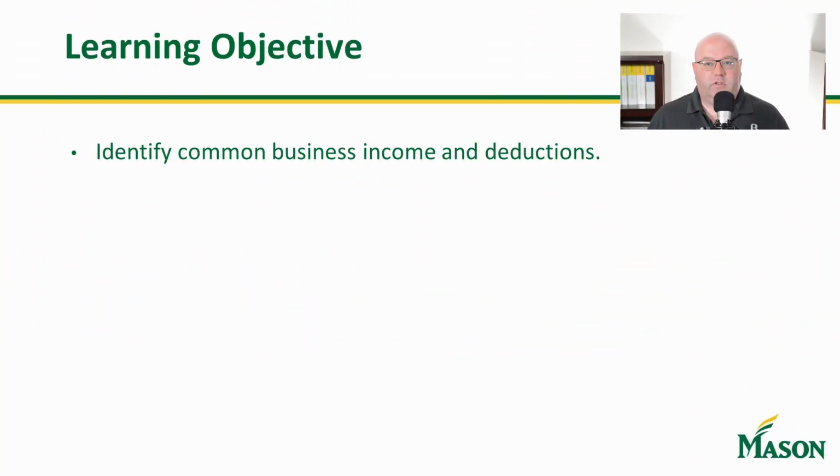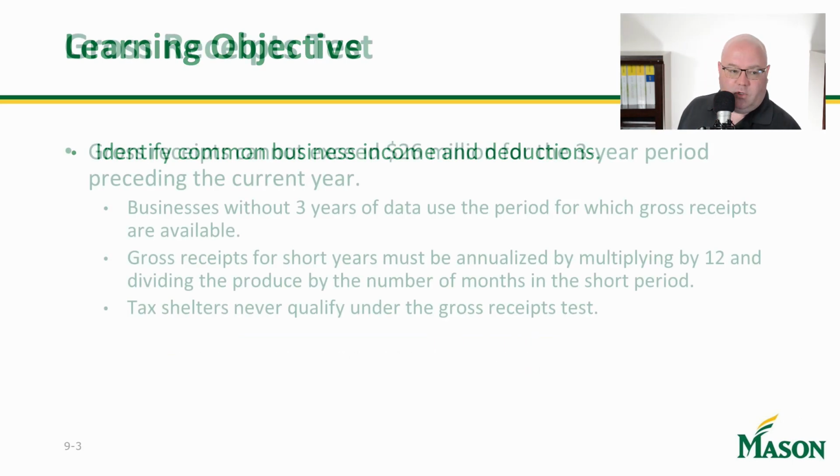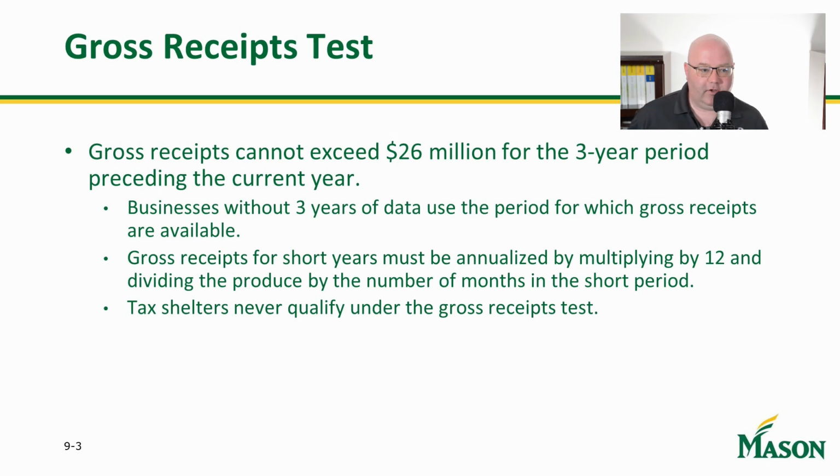Okay, so today's class we're going to do for the learning objective, identify common business income and deductions. But before we get into that, I want to talk a little bit about the potential use of cash basis versus accrual basis. If you have a business and the gross receipts are less than $26 million for the preceding 3 years, and that's an average, by the way, you're actually allowed to use the cash basis and all of that stuff.